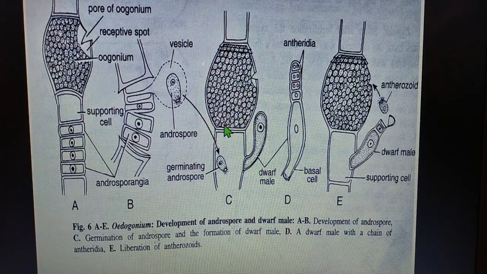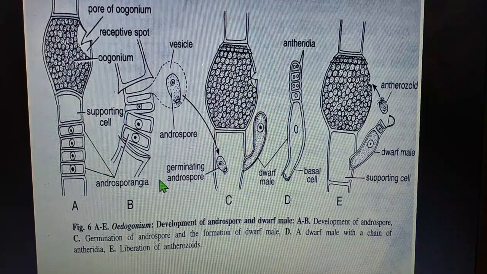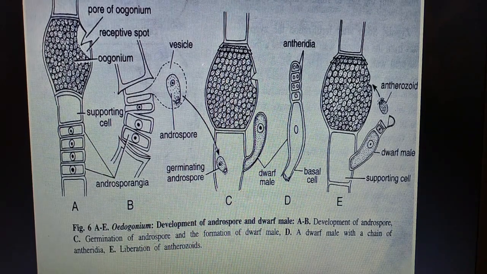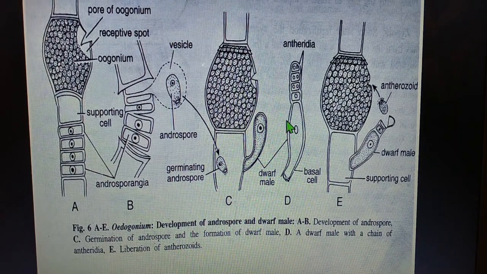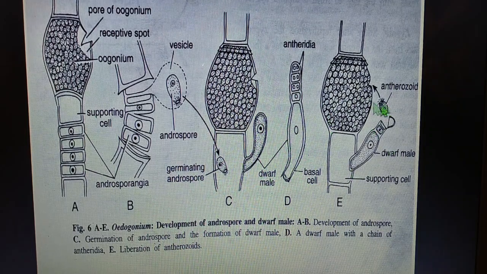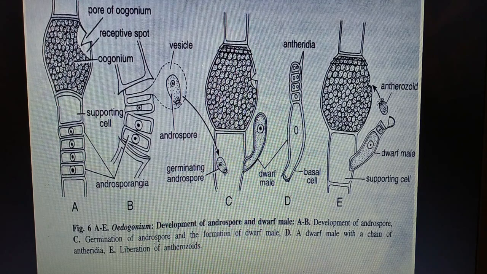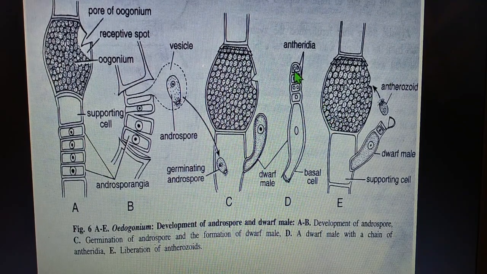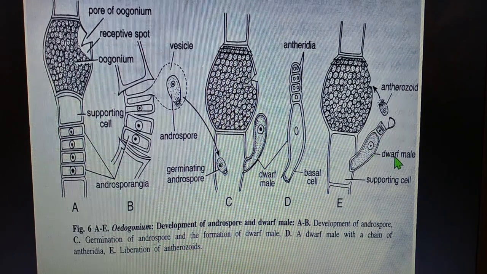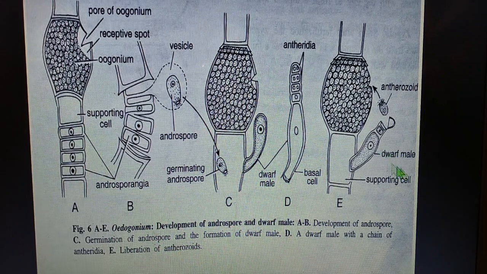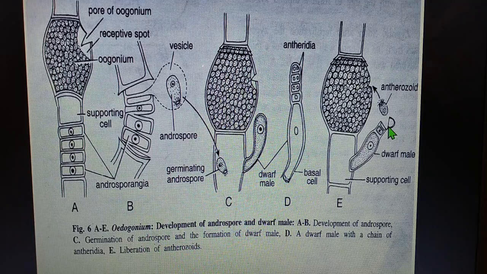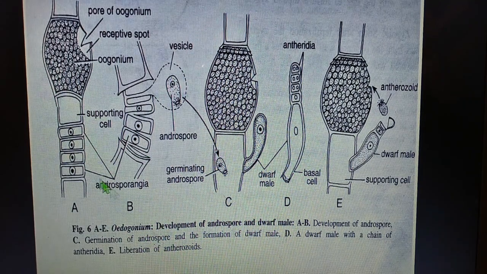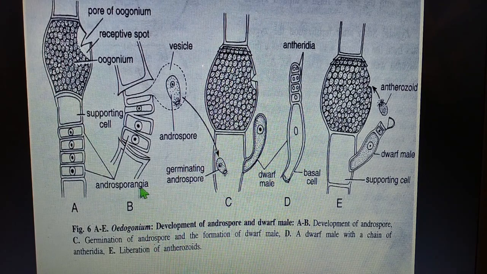Now let us talk about the development of the androspore and the dwarf male. That means this is the case of Nanandrus species. Now in the case of Nanandrus species, as I mentioned earlier, the antheridia, meaning the male sexual structure, develop in a specialized small 2 to 4 cell filament known as the dwarf male. Now how does this dwarf male develop? This dwarf male will form from the androspores. These androspores are formed from the androsporangia.